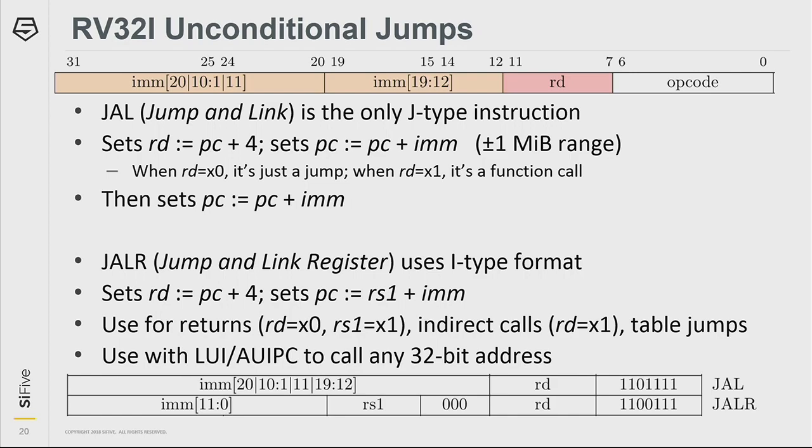You can also use it to perform indirect calls by setting RS1 to the address of the thing you want to call and setting RD to the link register X1. And it's also used for table jumps, like say switch statements in C programs.